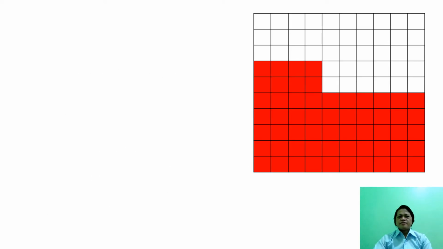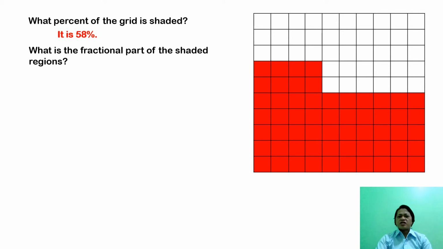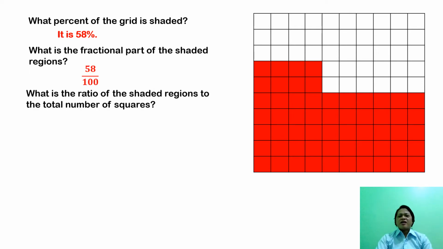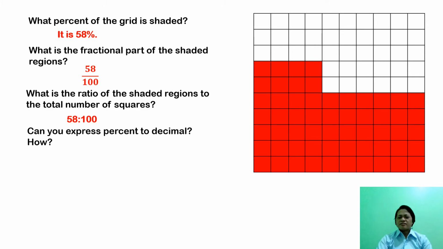Study the illustration. What percent of the grid is shaded? Yes, it's 58%. What is the fractional part of the shaded regions? Very good. It's 58 over 100. What is the ratio of the shaded regions to the total number of squares? Yes, it's 58 is to 100. Can you express percent to decimal? How?